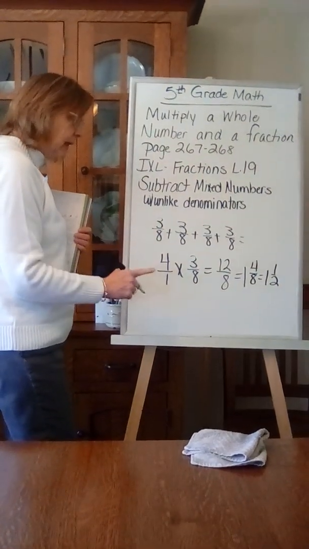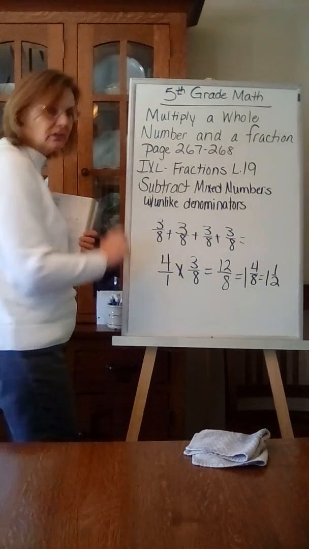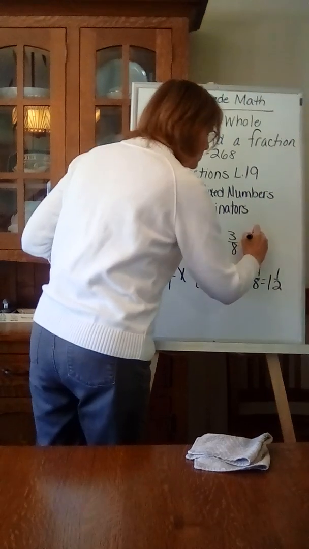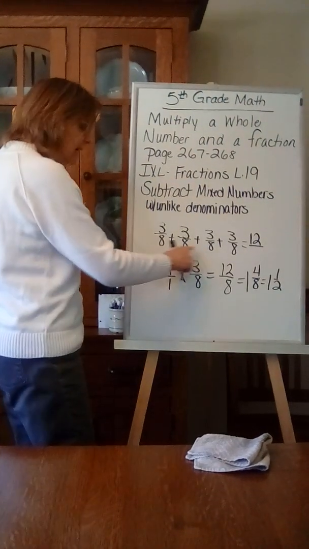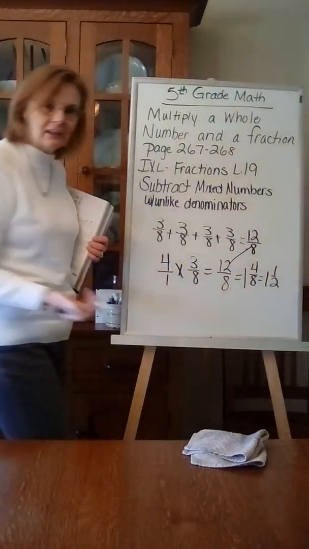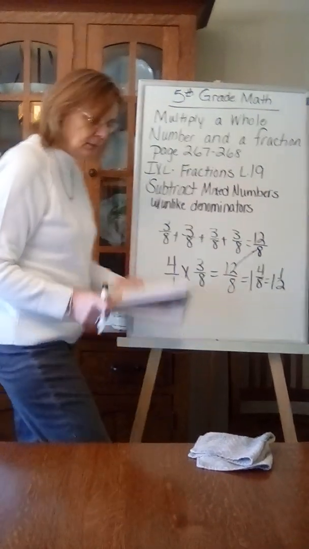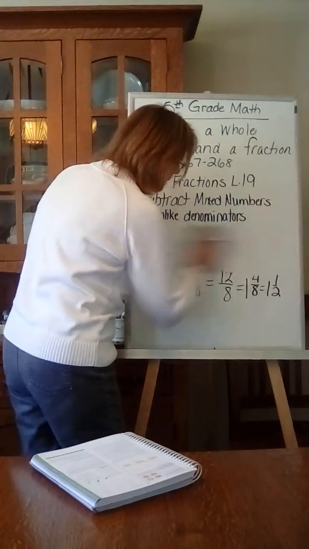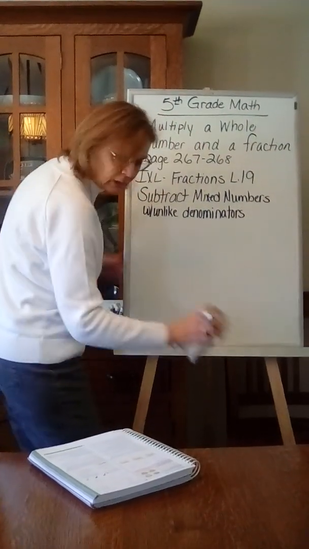Just like we've learned in the class, multiplication is just repeated addition. 3 plus 3 plus 3 plus 3 is 12. When you add, the denominator stays the same, and you can see we get the same answer. That's what we're going to be doing. All right, so let's look at number 1. That was the example. Let's look at number 1.